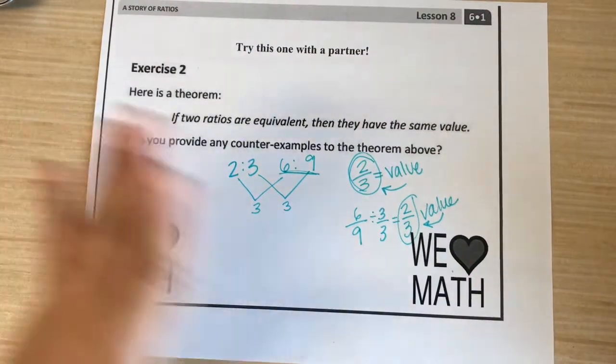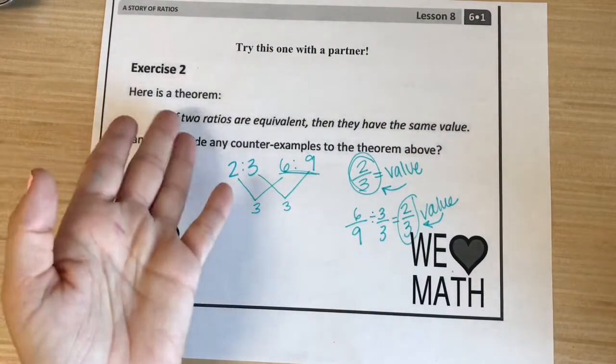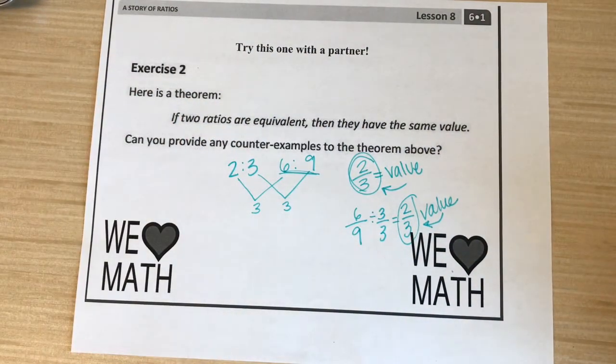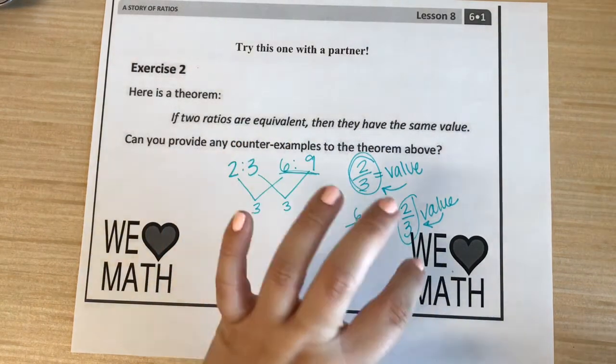And if you feel like it, you can definitely try your own and see if you can come up with one. But I tried several to practice and I could not come up with one. So I cannot disprove this theorem. It is a true theorem. If two ratios are equivalent, then they have the same value.